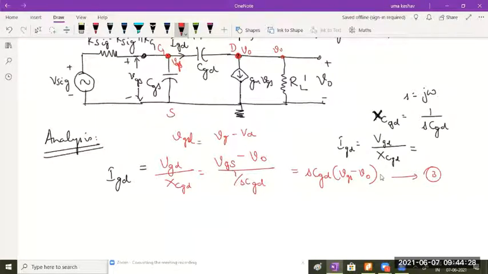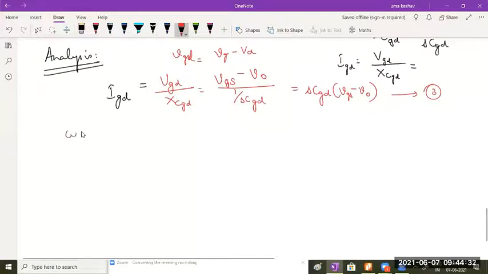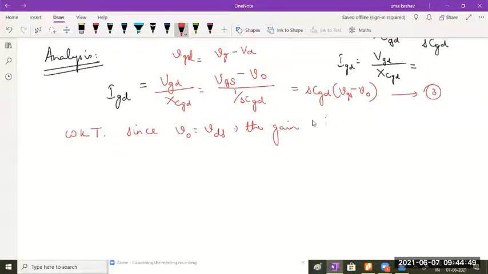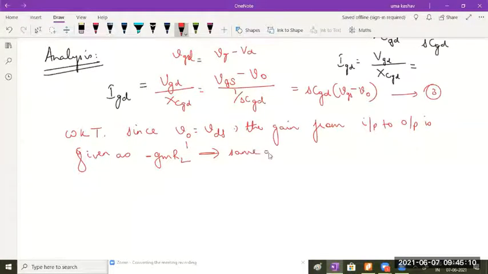Next, we know that since the output voltage is nothing but the voltage between drain and source, the gain from input to output is given as GM into RL dash, or let me say minus GM into RL dash, which is the same as the midband gain. I'm just writing what was the midband gain in this circuit.